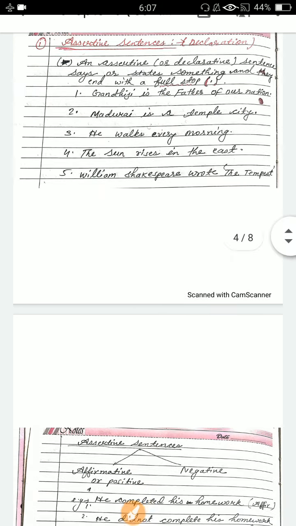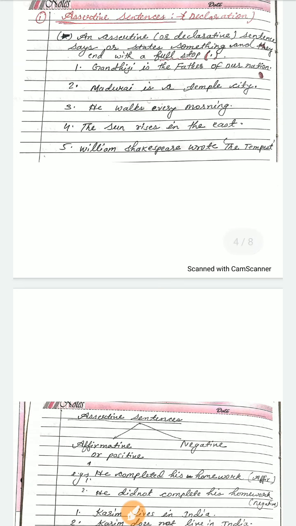The third example: He walks every morning. This group of words is an assertive sentence. It conveys information about a person, about his habits, that he walks every morning. It conveys factual information.